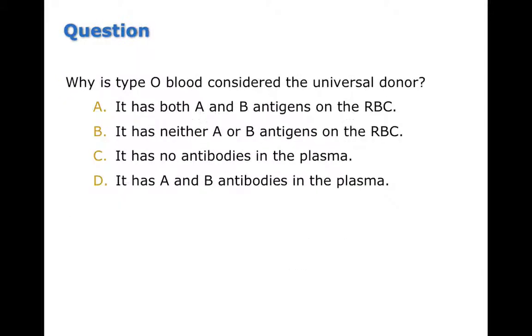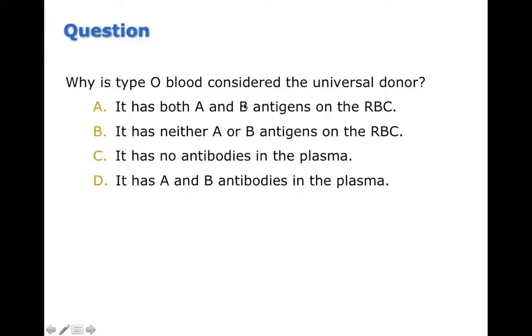Now, this question here says, why is O blood considered a universal donor? Now, we have different options here. It says it has both A and B antigens on the red blood cell, has neither A nor B on the red blood cell, has no antibodies in plasma, or it has A or B antibodies in plasma.